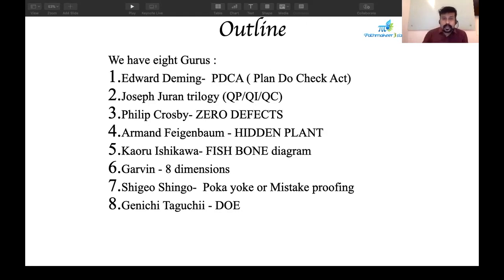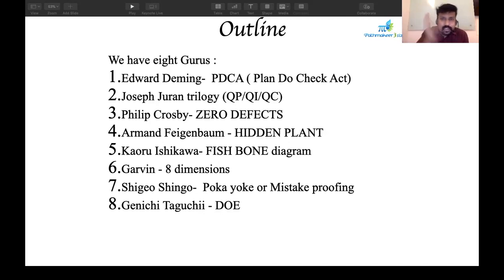So we'll go to the next, that is Shigeo Shingo. He introduced a concept called Poka-yoke. A very interesting concept, an excellent concept. It focuses on one particular thing: human beings will make mistakes. Whether it is you or me, we will make mistakes. There's no point in blaming you or me. Blame the system. That is what Poka-yoke says.